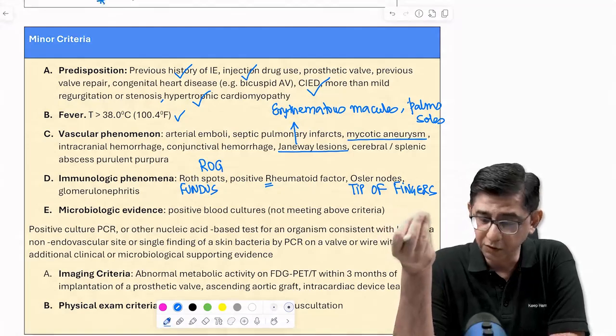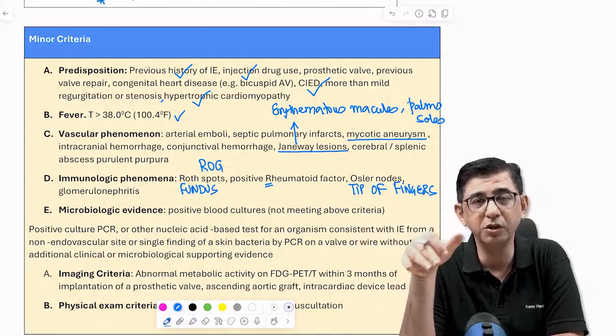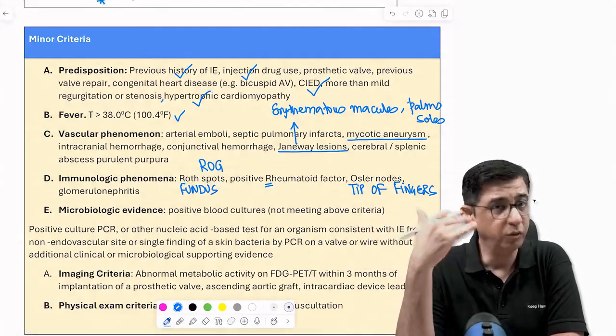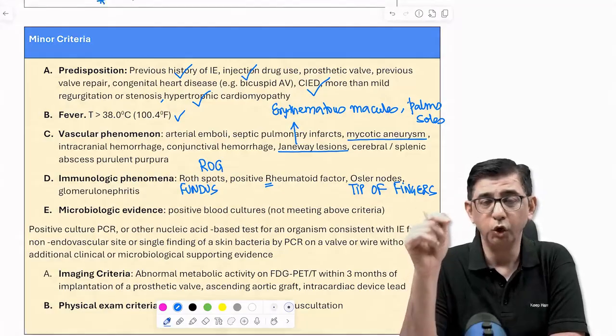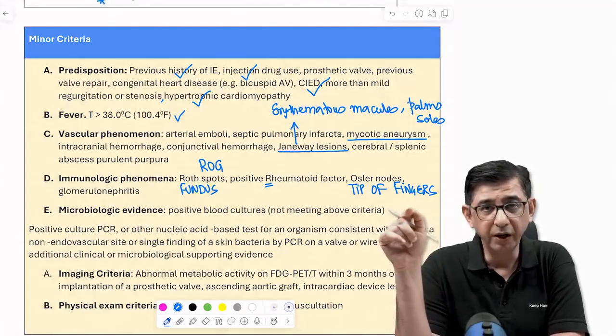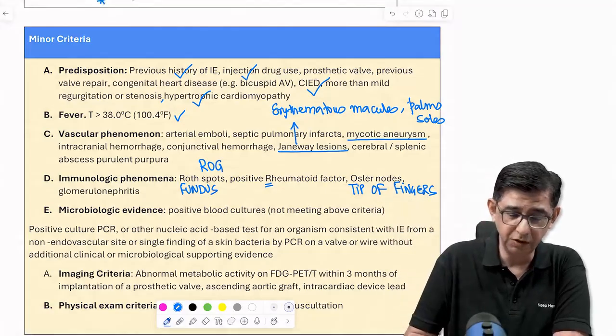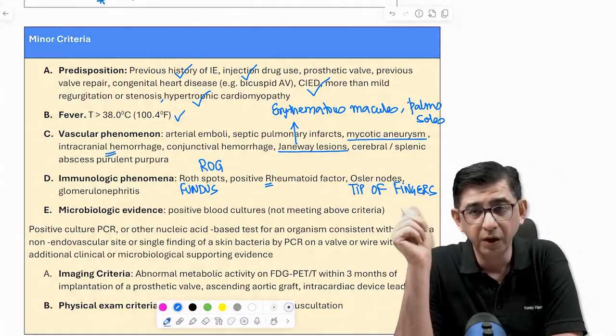No man, the question was very simple. Mycotic aneurysm is caused by bacteria, Staph aureus. Imagine bacteria went out of the heart and is causing damage to the blood vessels of the brain, and then they can rupture, and because of this rupture, don't be surprised if he says the word subarachnoid hemorrhage or intracranial hemorrhage.